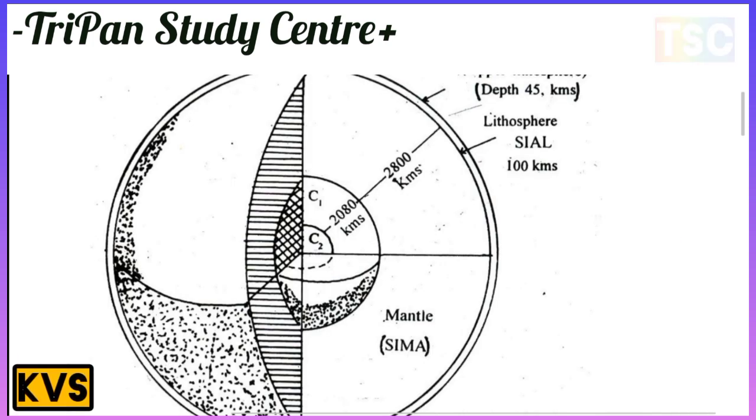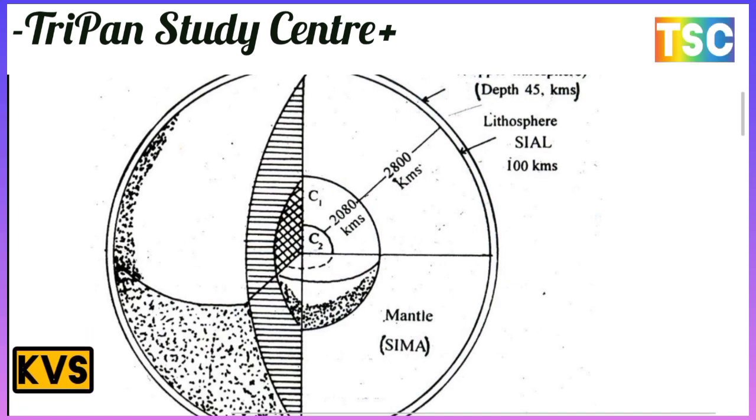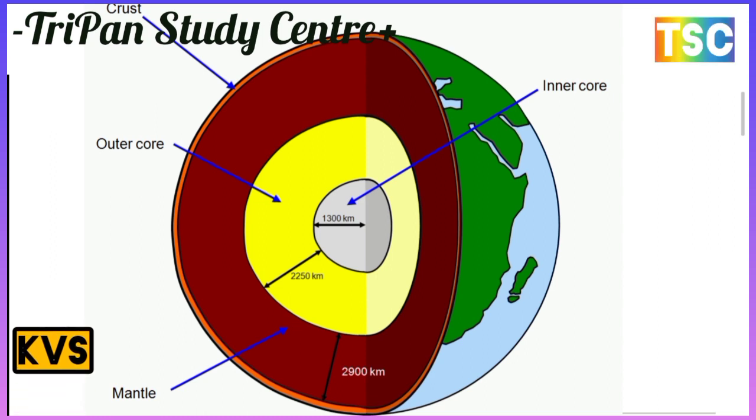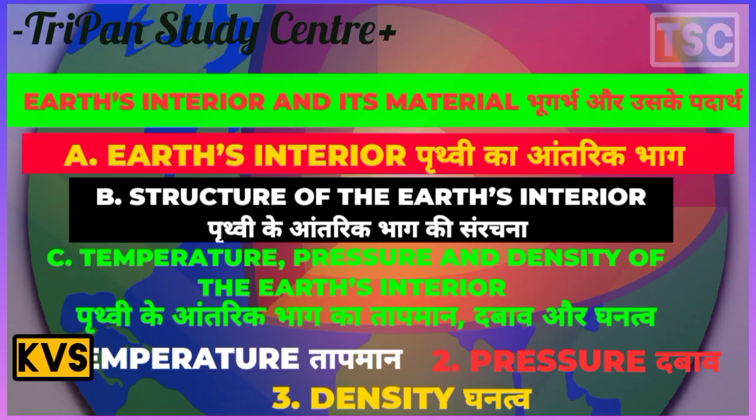Here the most important thing is the diagram showing the concentric zones, the layers of the Earth's interior. The first layer is the lithosphere. The shell is 100 kilometers and the depth is 45 kilometers. That is the most important. Here C1 means the liquid outer core and C2 is the solid inner core. There is a depth of 1420 kilometers there. This is the most important diagram in this chapter.